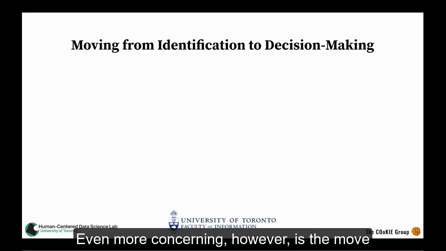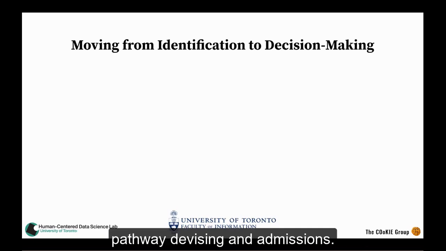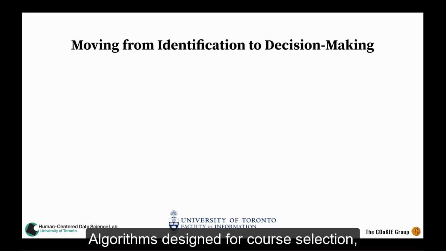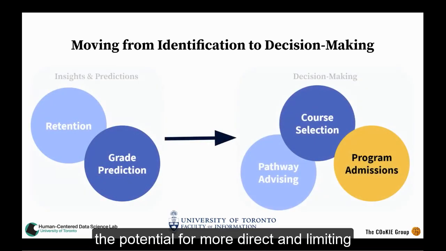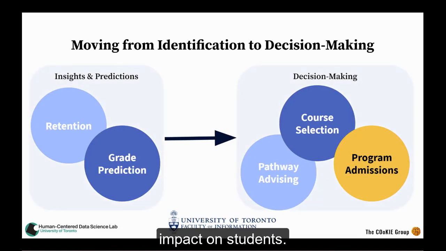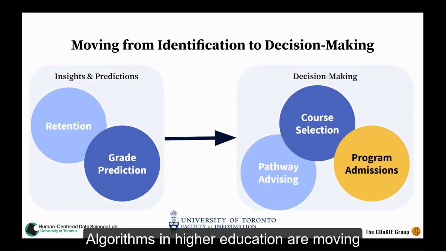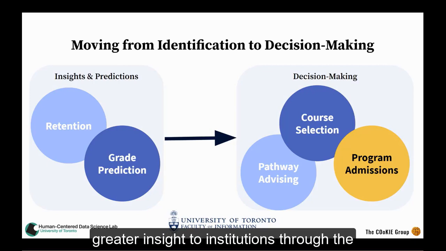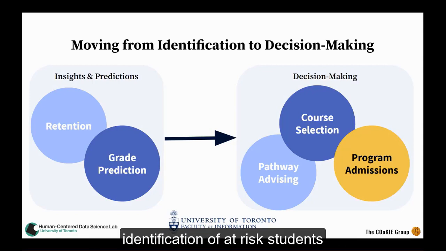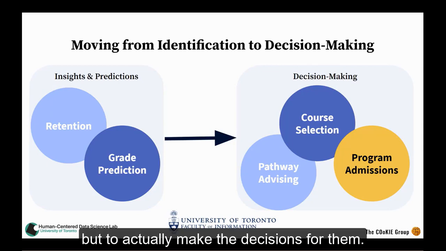Even more concerning, however, is the move from retention and grade prediction toward pathway advising and admissions. Algorithms designed for course selection, program admission, and pathway advising have the potential for a more direct and limiting impact on students. Algorithms in higher education are moving beyond the ability to simply provide greater insight to institutions through the identification of at-risk students, but to actually make the decisions for them.